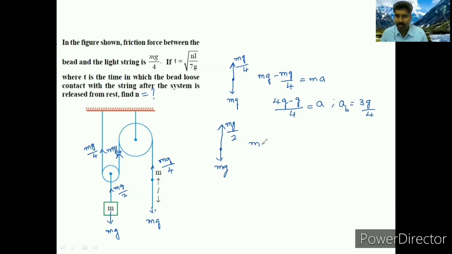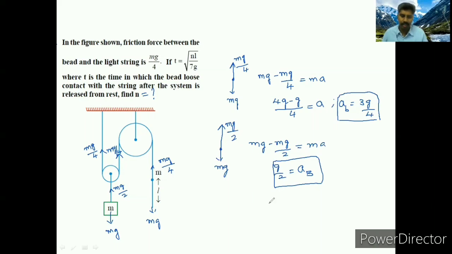Now, mg minus mg by 2 is equal to ma. So here we get g by 2 is equal to a. This is the acceleration of the block. Acceleration of the block we got. This is the acceleration of the bead we got.